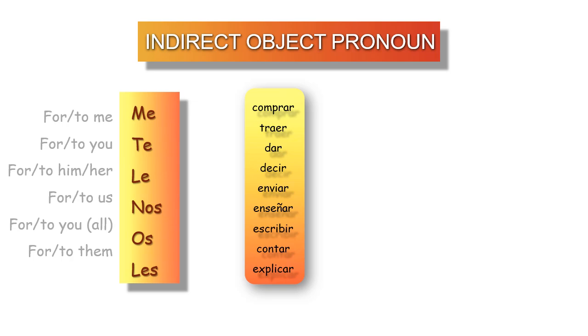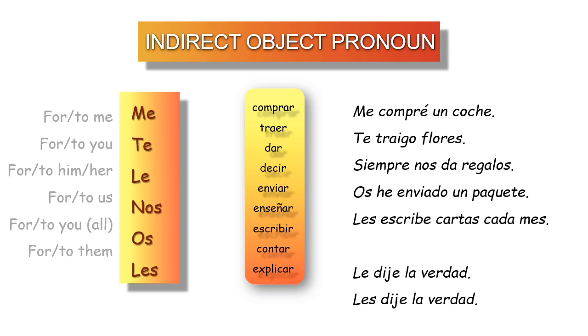For example, me compré un coche. I bought a car for myself. O te traigo flores. O siempre nos da regalos. Os he enviado un paquete. I have sent you a parcel. O les escribe cartas cada mes.